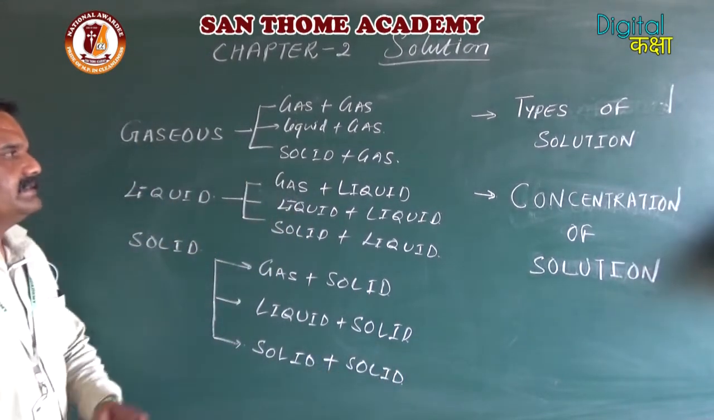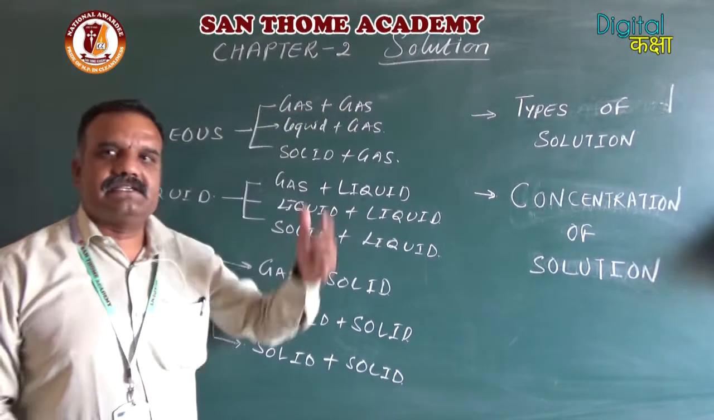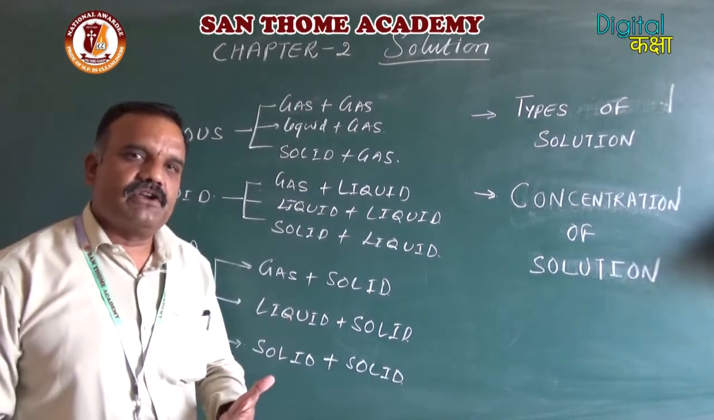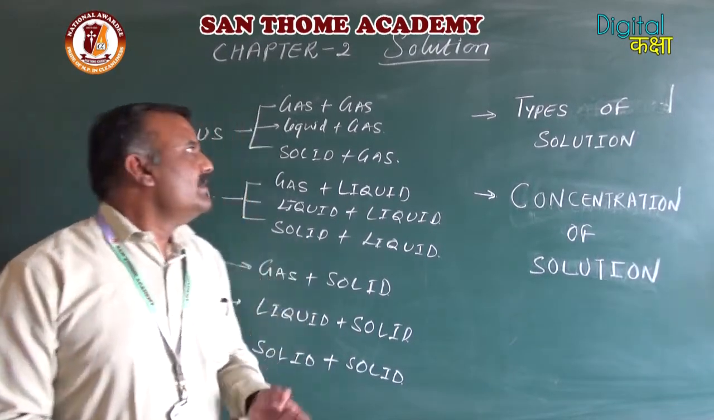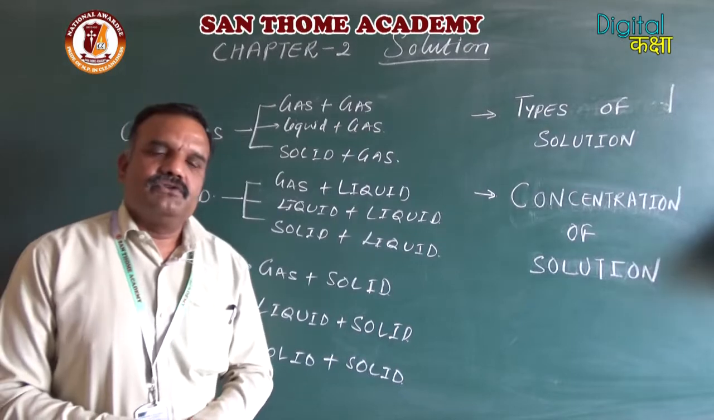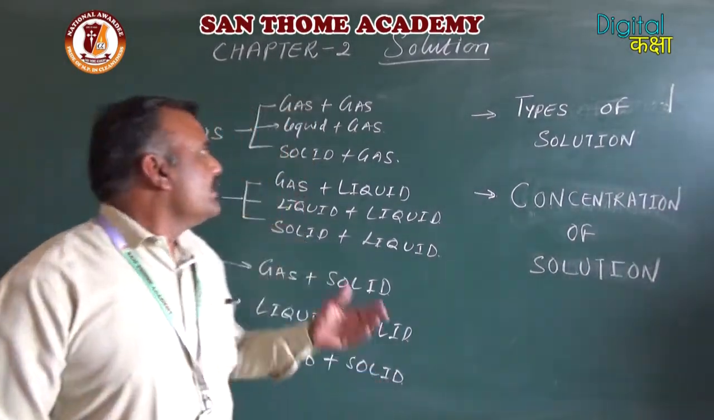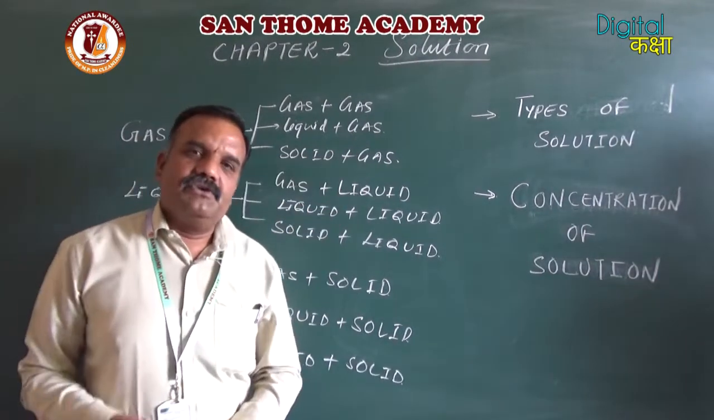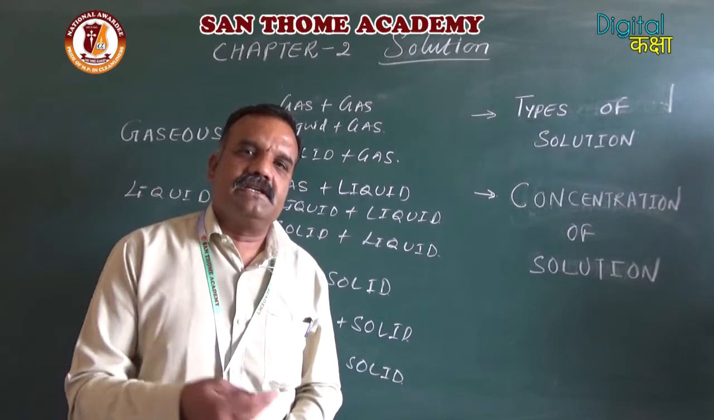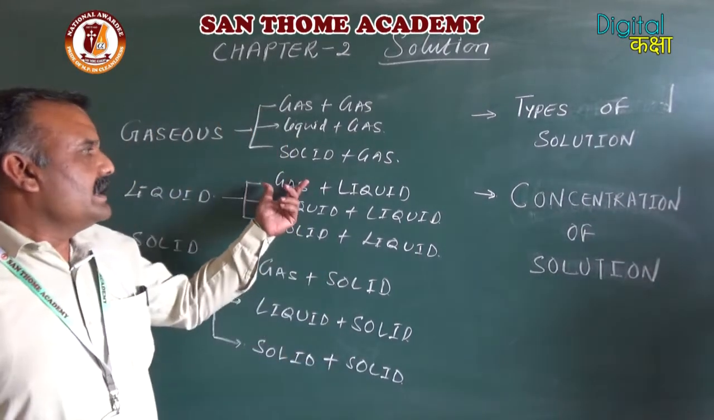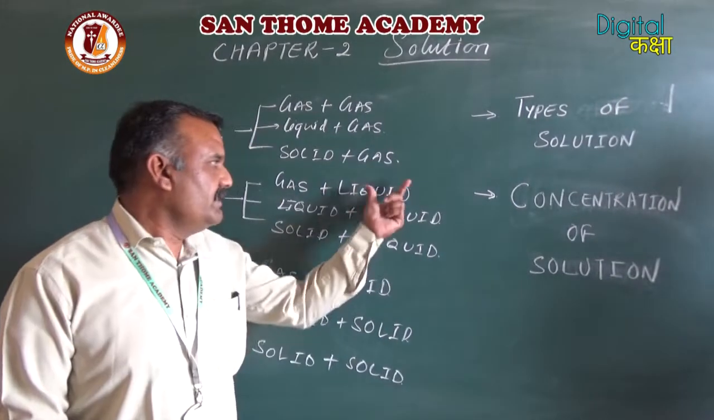One by one we will see examples of these. When we say gas plus gas, it means a homogeneous mixture of two or more gases. The best example is air. For liquid plus gas, you can take the example of water vapors present in air. For solid plus gas, you can take the example of smoke, in which solid carbon particles are dispersed in gas.